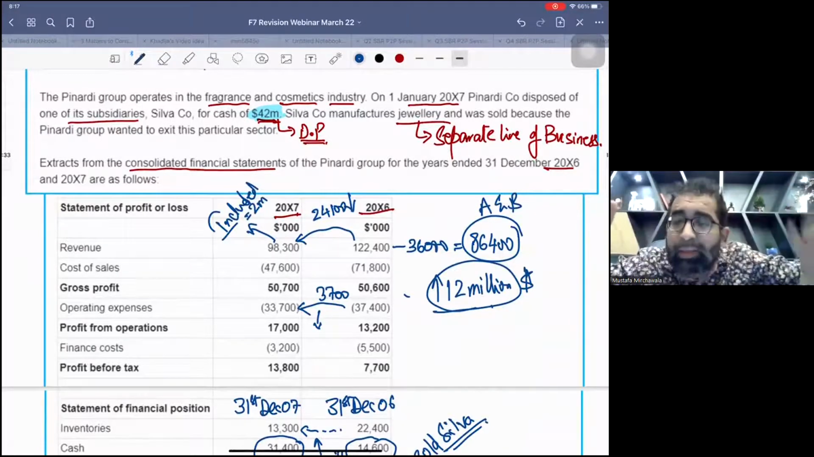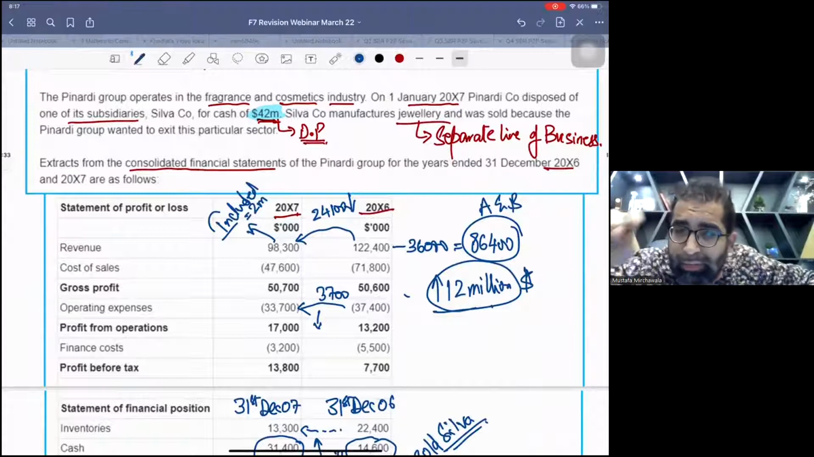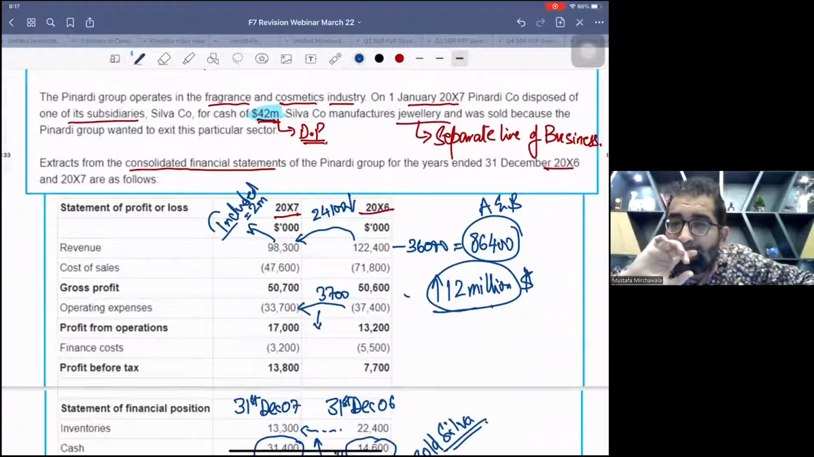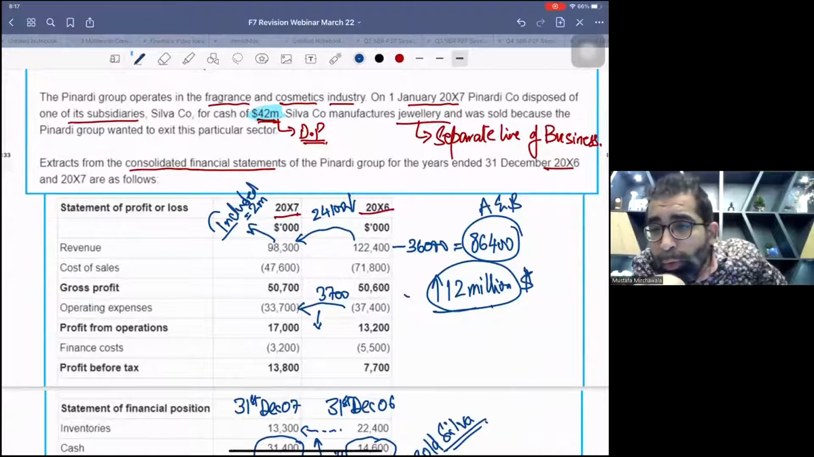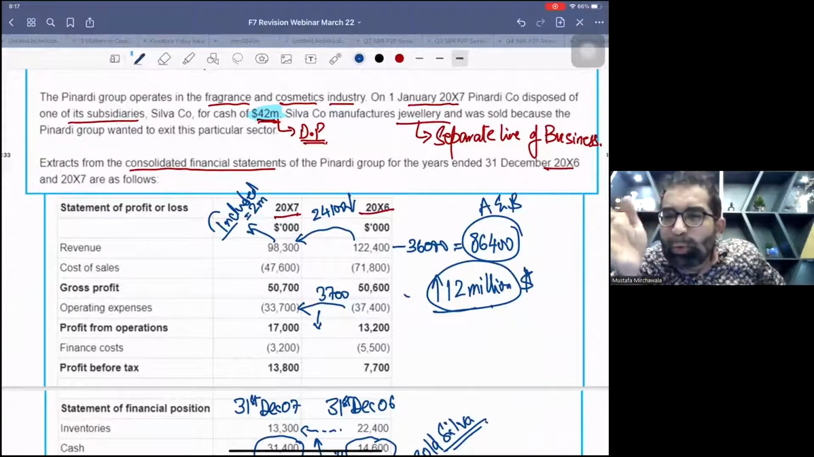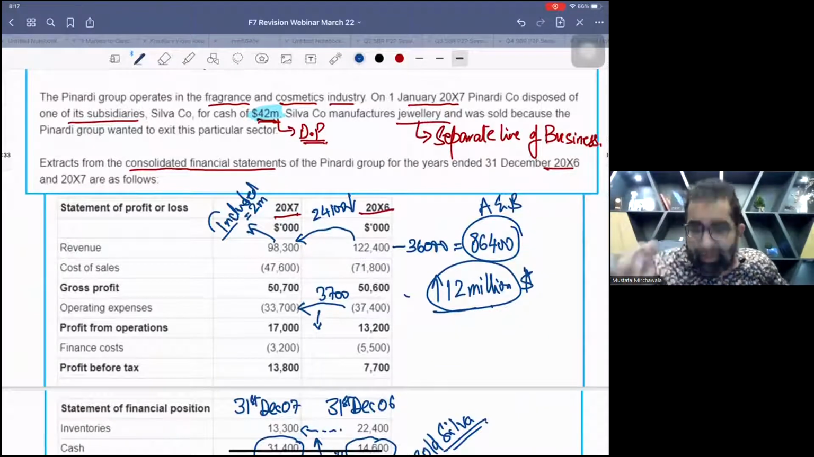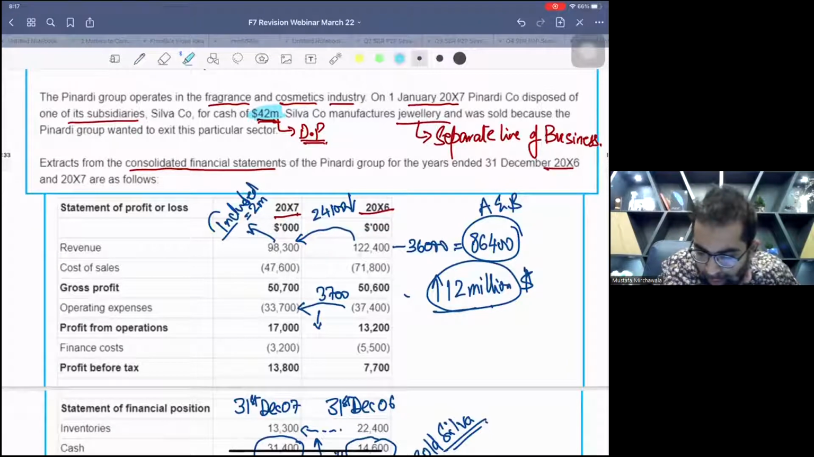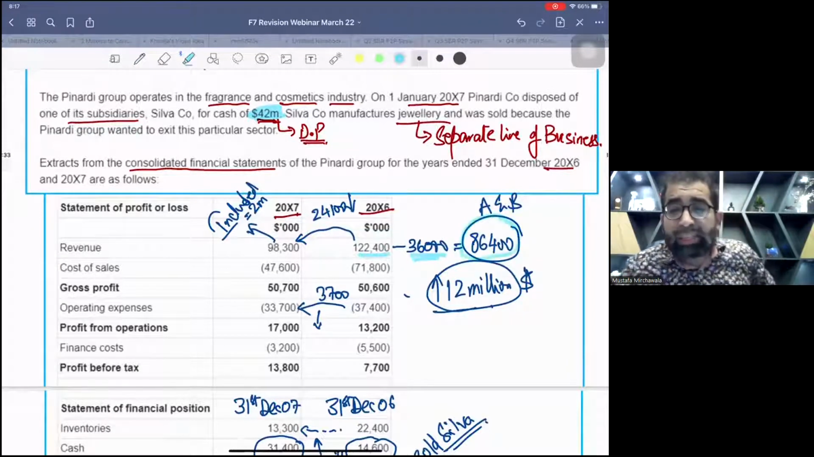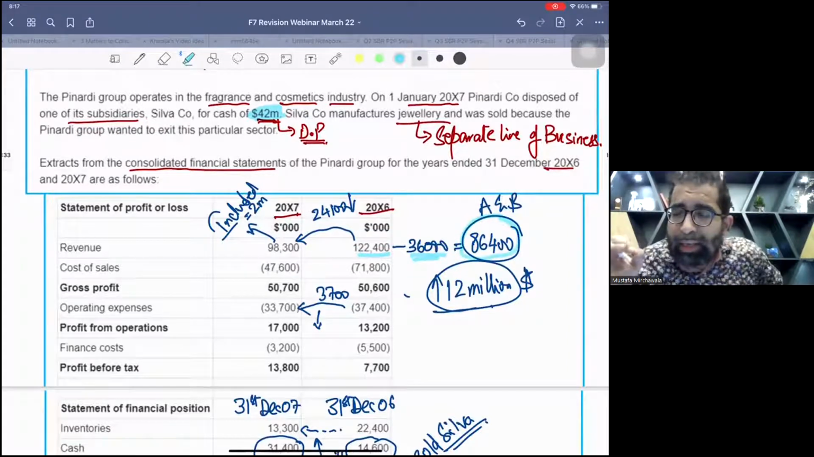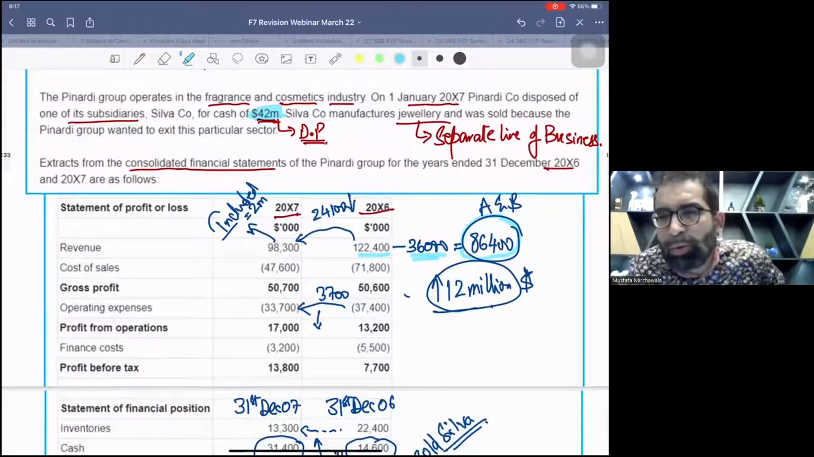Now some extra commentary, not for everybody. Even in the examiner report, they have said this is extra commentary. It is for those who want to compare like with like. So what I did, in the last year, this 122,400, I removed 36,000. So this makes 86,400, which means pure A and B, no more Silva.